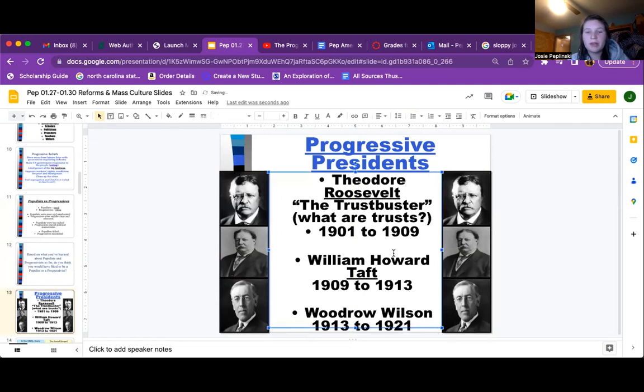We also have William Howard Taft from 1909 to 1913. He's this middle guy here. And Woodrow Wilson from 1913 to 1921, the last person on here.